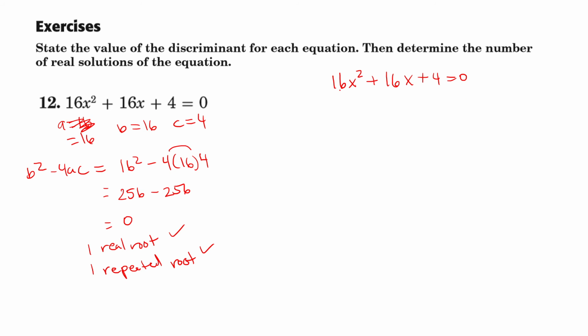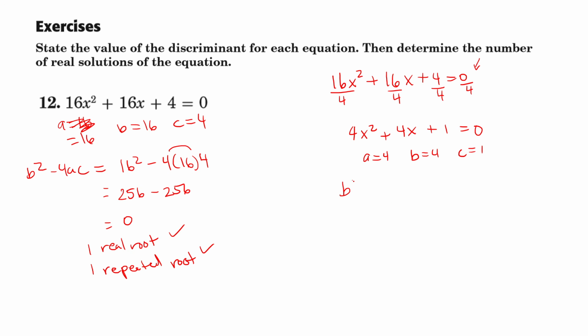Okay, you see how 16 and 16 and 4 are not relatively prime? There's something you can divide out of each of these, and that would be a 4. I'm allowed to do that if I do that over here as well on the other side of the equal sign. So 16 divided by 4 is 4. 16 divided by 4 is another 4. And then 4 divided by 4 is 1. 0 divided by 4 is 0. And we've got a seemingly new equation here. A equals 4, B equals 4, C equals 1.